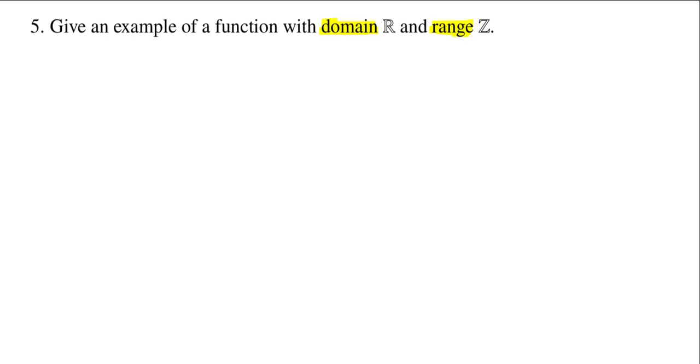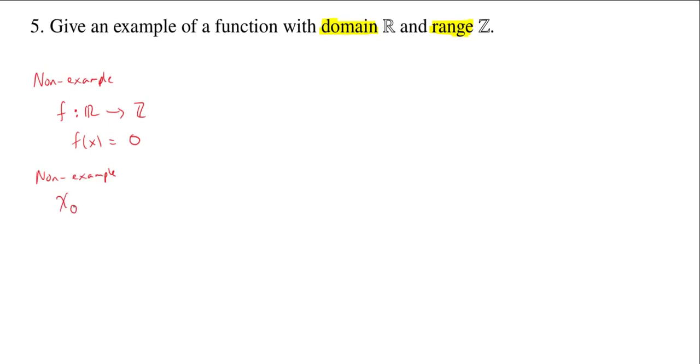So for example, I'll do it in red since this is a non-example, really. Here's a non-example. What if I take f from R to Z, which is just the constant function, f of x equals 0. So certainly the codomain is the integers. However, the range is just the single point 0. Here's another non-example.